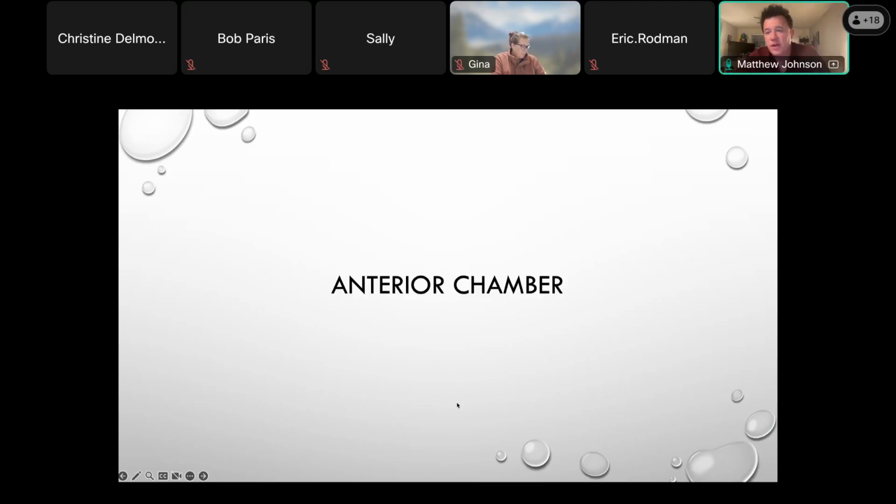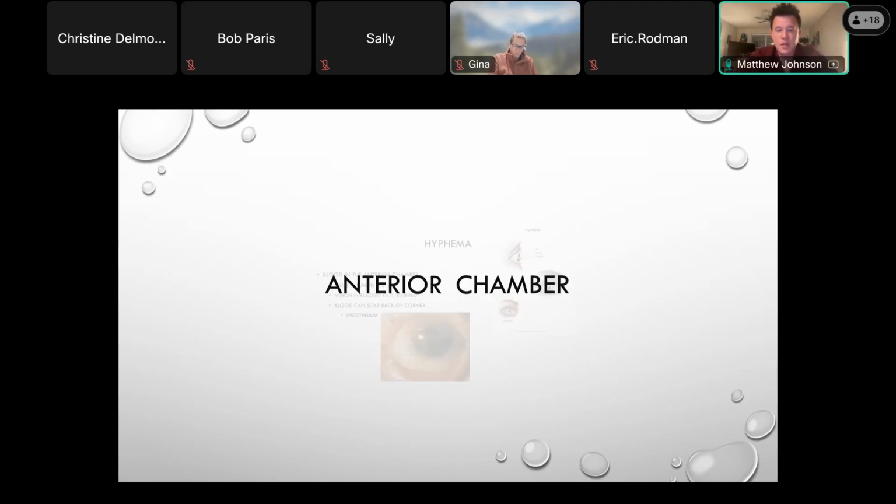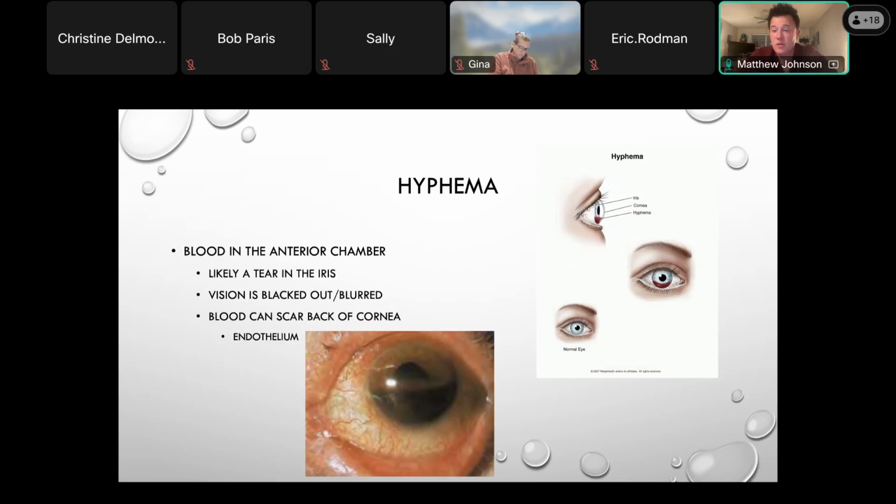Now, next up, we're going to go into the anterior chamber. Those are all things that are kind of isolated just to the cornea here that end up causing blur. In the anterior, yes, question.